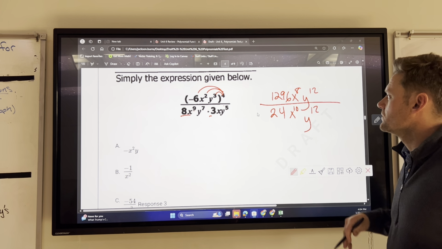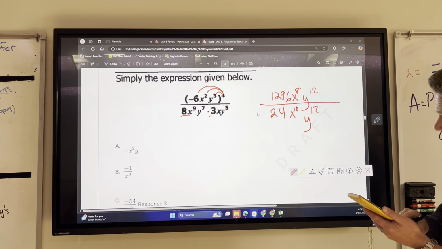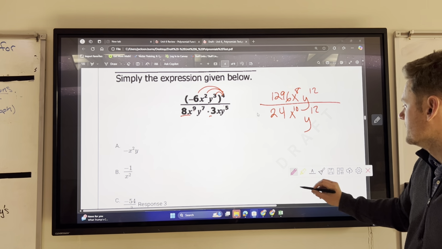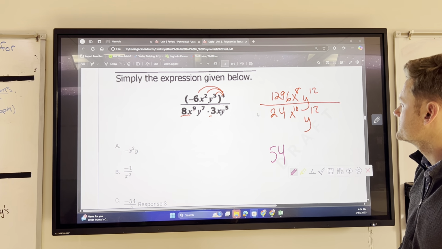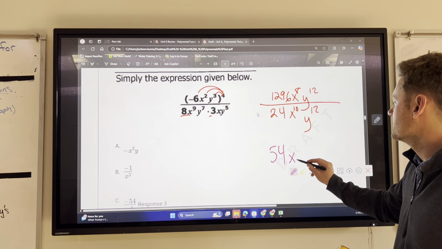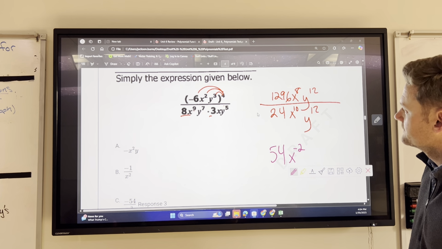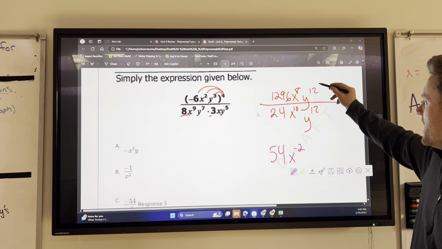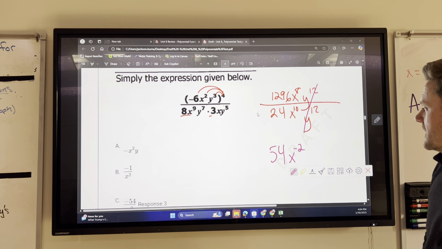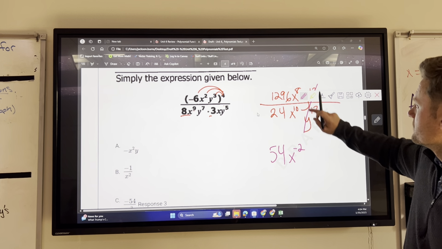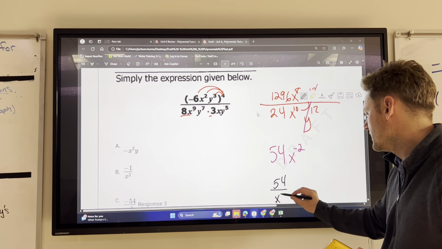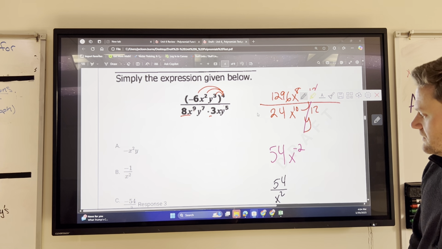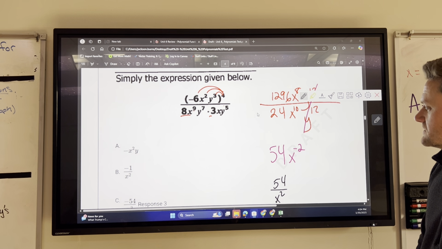Right, so now this is what I have. I take my 1296 divided by 24, I get 54. x to the 8 minus x to the 10th, so I get x to the negative second. The y's completely cancel. So another way I can rewrite this is 54 over x squared.